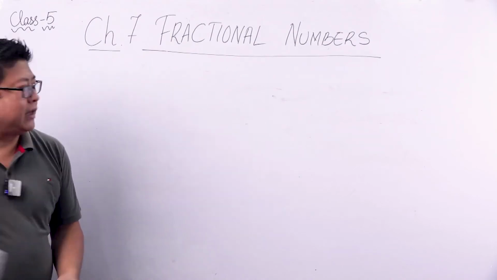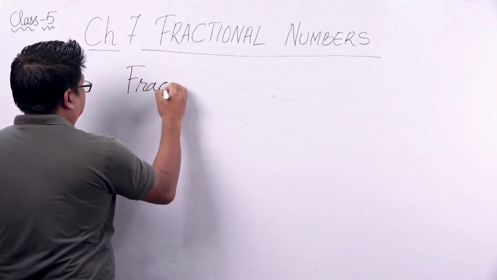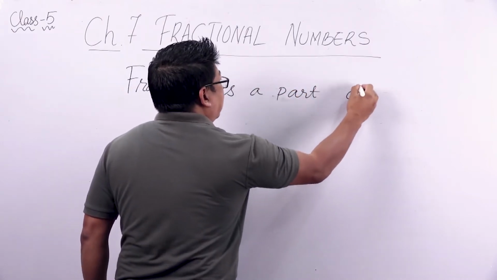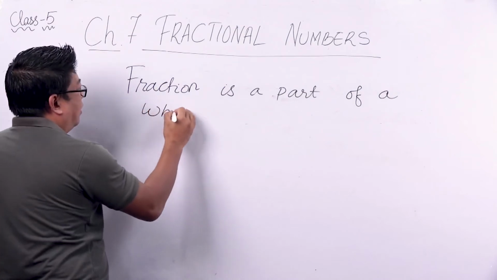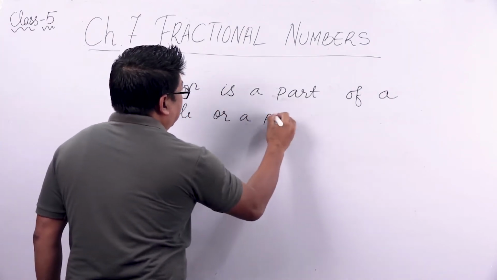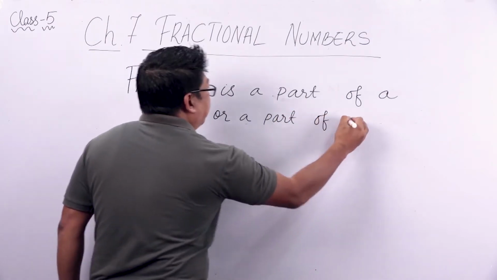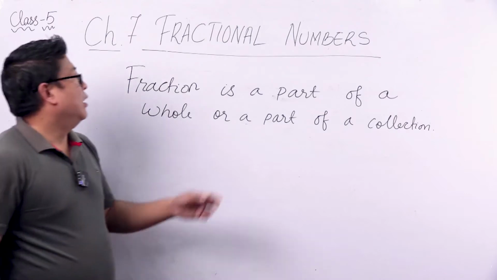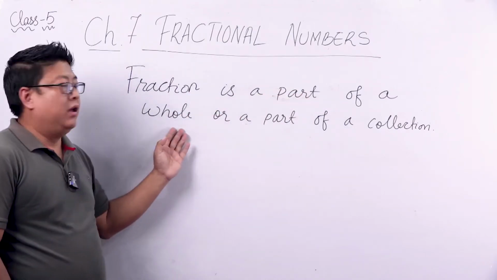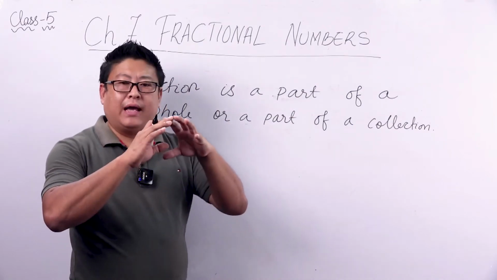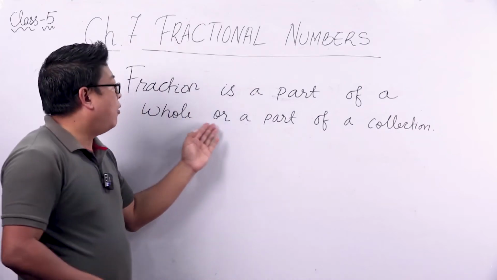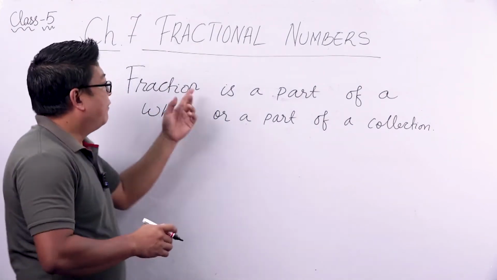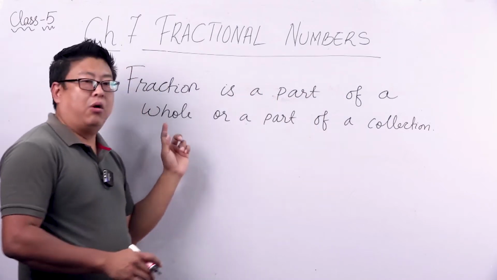Let's look at the definition. Fraction is a part of a whole or a part of a collection. Now, when we say fraction is a part of a whole, we mean a whole object, or it can be anything. It can be a figure, it can be an object, okay? Or a part of a collection. That means it will be different objects together. Now we'll come to that in the next part. First, let's understand fraction is a part of a whole, okay?